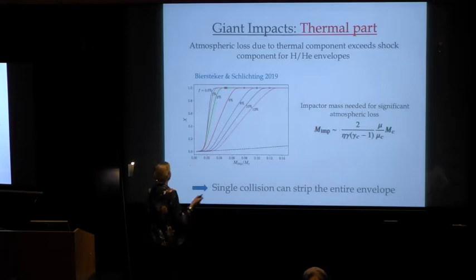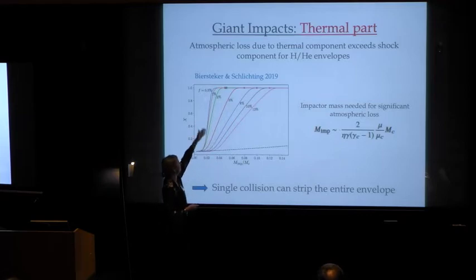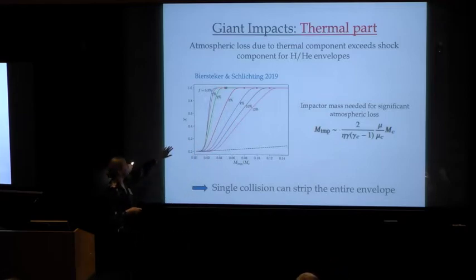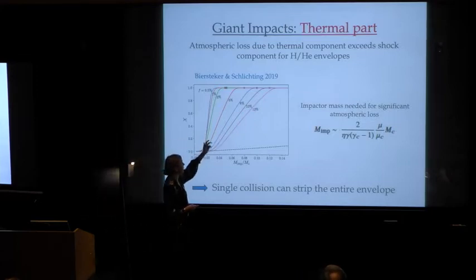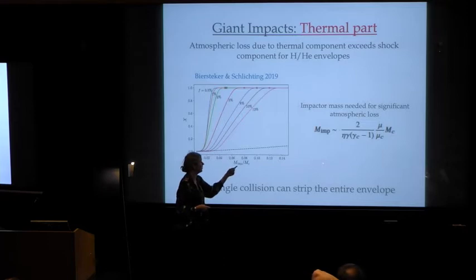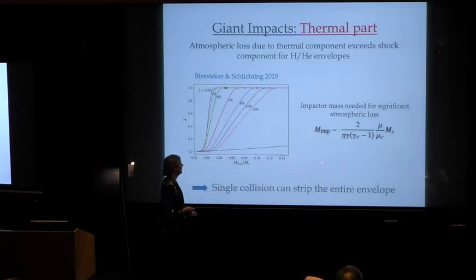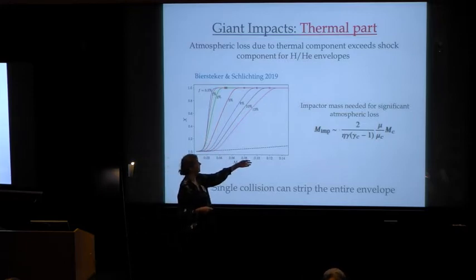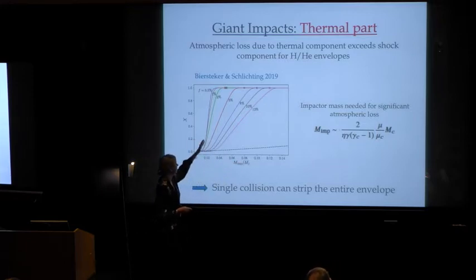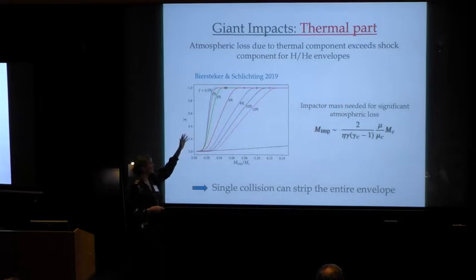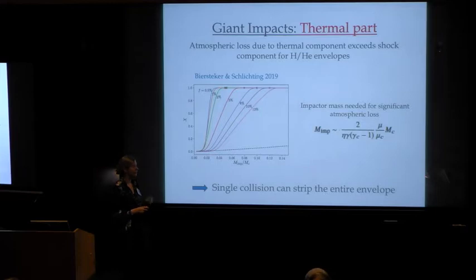Then you can do this super fancily. You can do these impacts, follow the expansion of the atmosphere, and calculate the mass loss, and that's what John Bierstecker did here. You can do this for different atmospheric mass fractions, but you can see that the mass ratio of the impactor to the planet's mass to get complete atmospheric loss is less than a tenth. It could be even a 20th or a 50th, depending on whether you have 2% or 10% in your envelope, especially if you're close in.